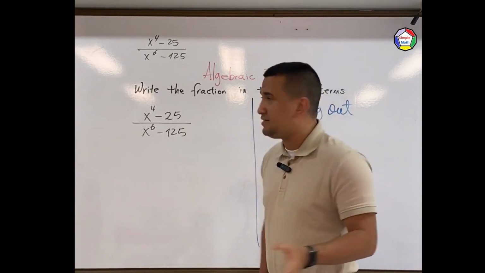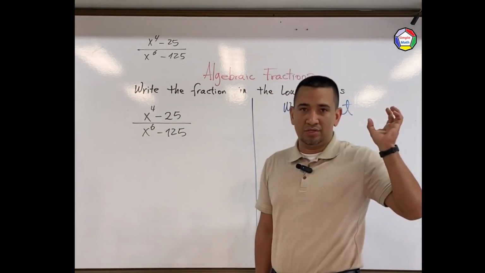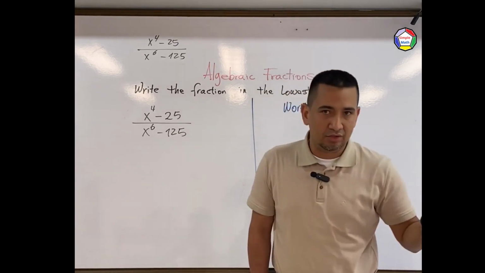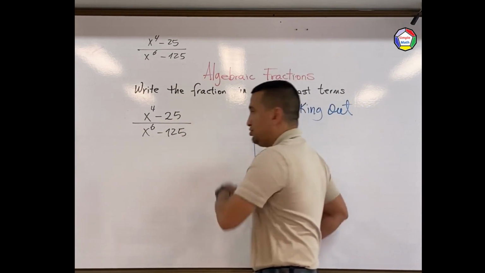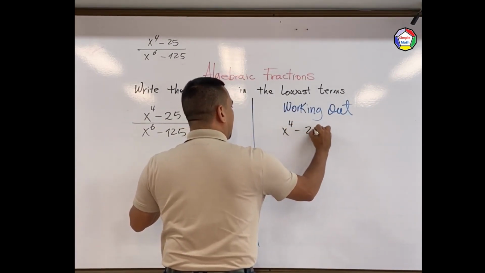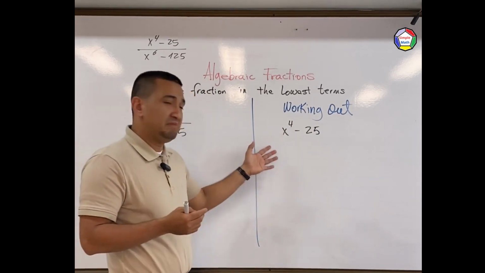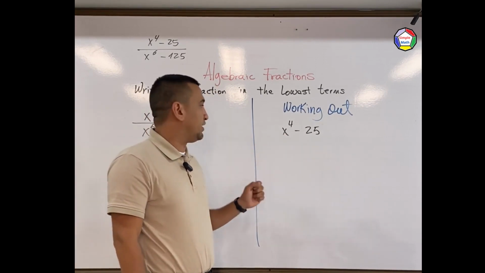My suggestion is take the numerator out, factorize, then take the denominator out and factorize to see what happens. So I'm going to take this out. I have x exponent 4 minus 25. If you see, this is not a common factor. This is not a common factor by grouping. Let's check if this is a difference of squares.